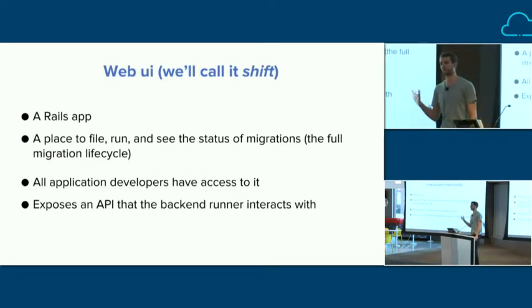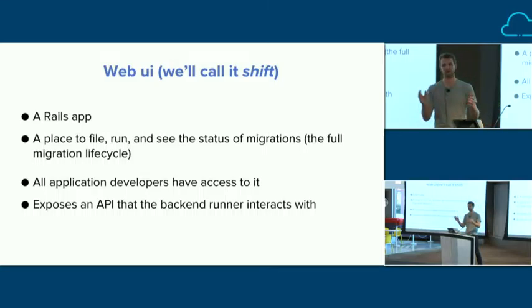Okay, so the second part of phase one was the web UI. And this is just a Rails app. And like I said, it's a place where you can just go in, you file migrations, you can see the status of them. And developers can just see the full life cycle of a migration there. It's really easy for them to understand what's going on.